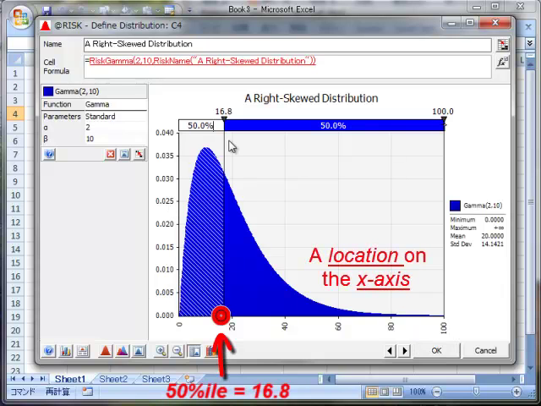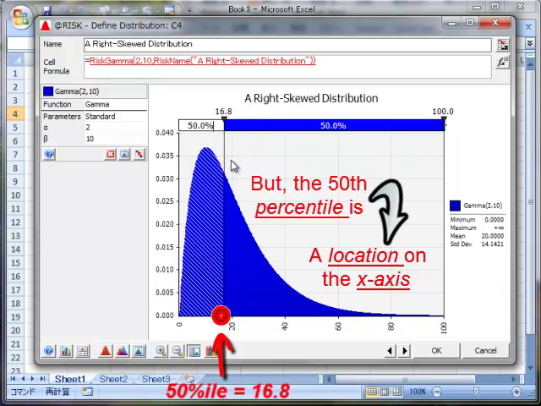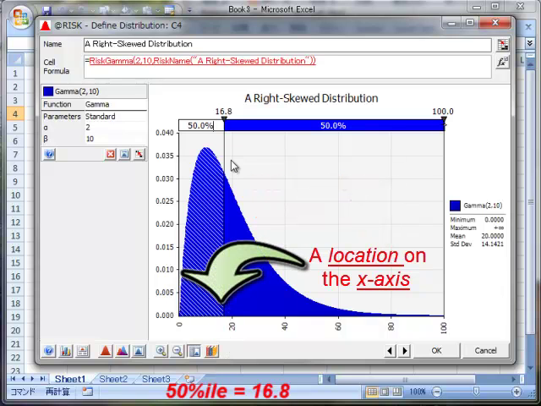What this is, hang on, visually here, you've got to be careful here. Because visually you're seeing this big area here. But the 50th percentile is not this area. The 50th percentile is 16.8 on that horizontal axis, on the x-axis.